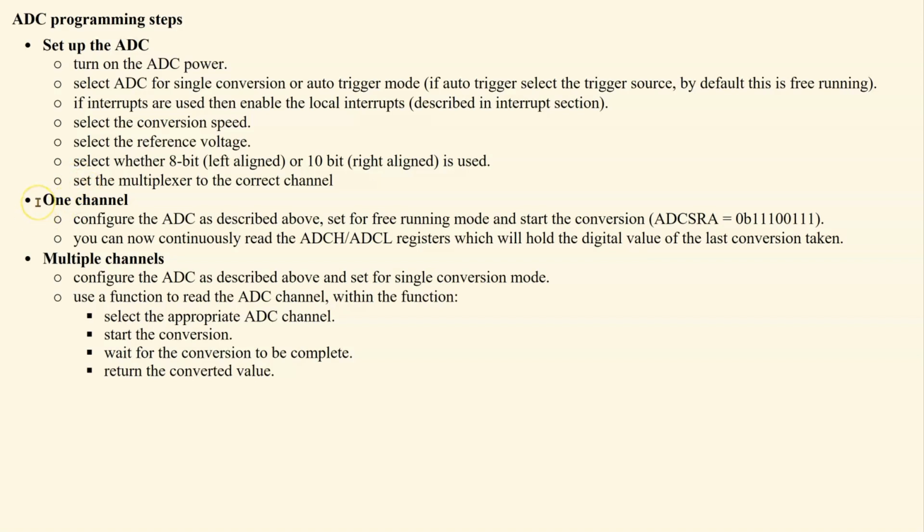Now, if you're only ever reading one channel, set up the ADC as described, have it in free running mode, and now you can just read the ADCH and ADCL registers, and they will hold the value from the last conversion. If you are looking at multiple channels, you need to actually write a function to read the ADC channel. The function will select the correct ADC channel, start the conversion, wait for the conversion to be complete, and then return the converted value.